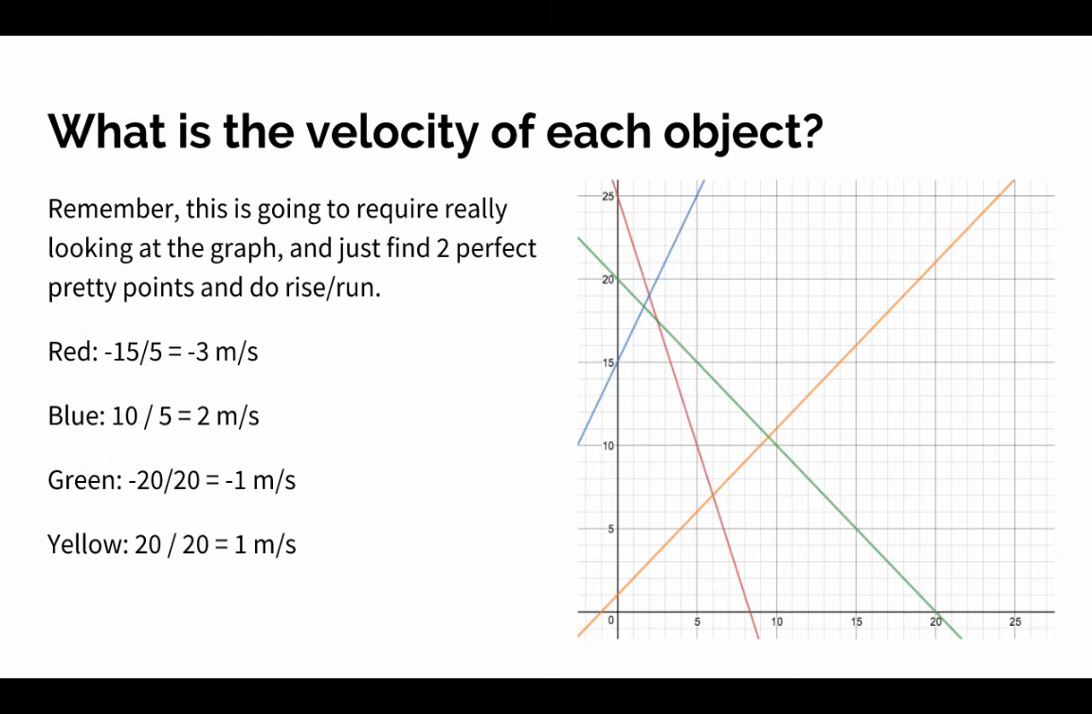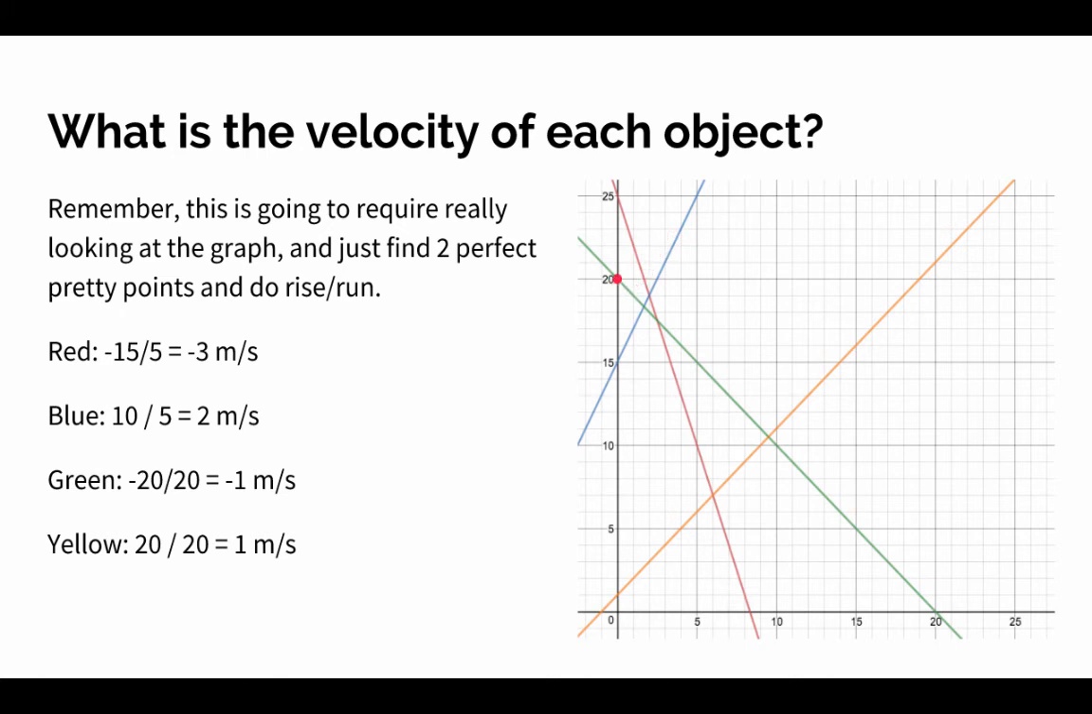So again, what is the velocity of each object? Remember, this is going to require really looking at the graph, find two perfect pretty points, and do the rise over the run. So the red line goes from 25 to 10 in 5 seconds. That's negative 15 divided by 5, a negative 3 meters per second. The blue line goes from 15 to 25 in 5 seconds. That's 10 divided by 5, which is 2 meters per second.